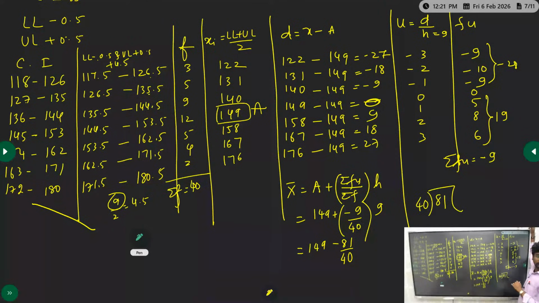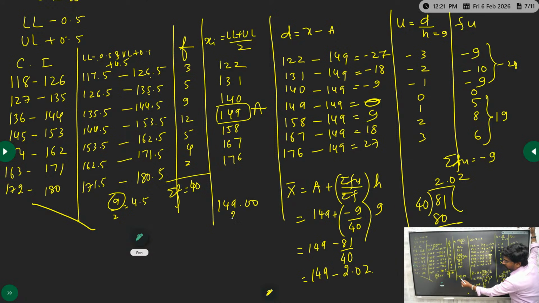40 ones are 40. 81 minus 80 is 1. Still it is less, so you put the decimal and take 0. 40 twos are 80. That gives 2.02. 149 minus 2.02. Subtract and tell me.